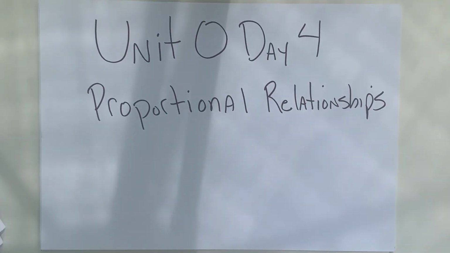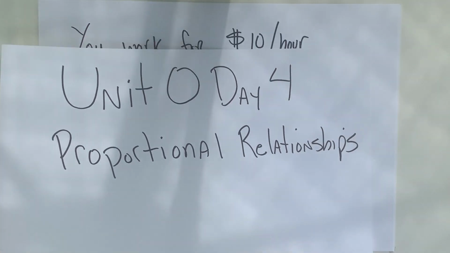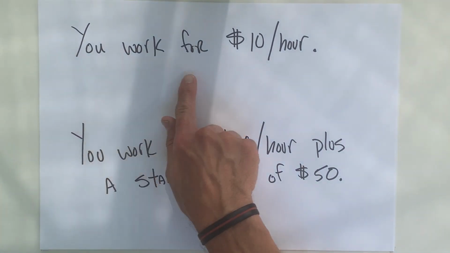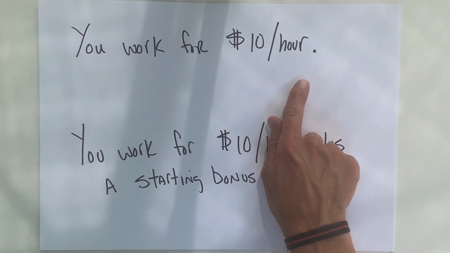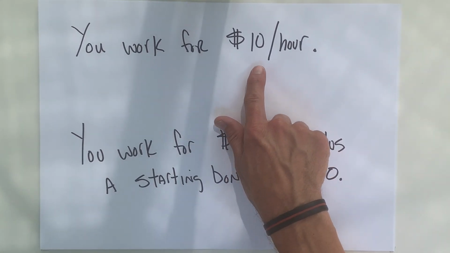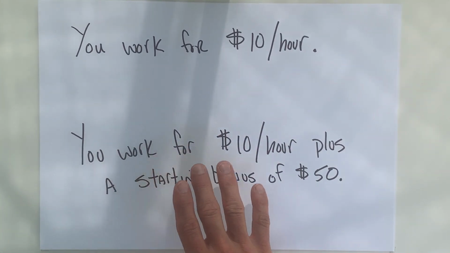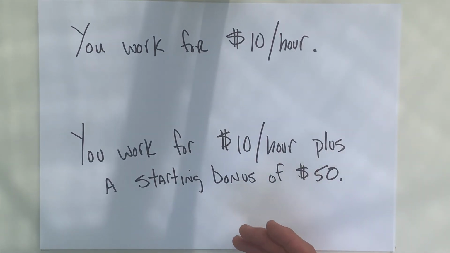Before we get into the notes that I know you're looking at right now, let's start off with what a proportional relationship is. Let's imagine you have a part-time job and you work for $10 an hour. If that's all that goes into your job, if you work 1 hour, you get paid $10. If you work 2 hours, you get paid $20 and so on. This is considered a proportional relationship because for every hour you work, you get paid a certain amount of money. But the important thing is that if you work no hours, you get paid $0. That's what defines a proportional relationship.